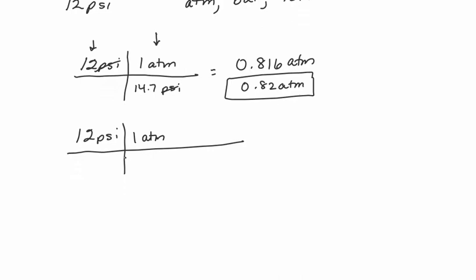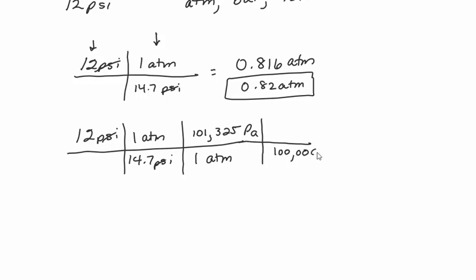So first I convert my PSI to atmosphere. Then I'm going to take my 1 atmosphere is equivalent to 101,325 pascals, but the question asked for bar. So now I'm going to take 100,000 pascals and convert that into 1 bar. So when I perform that arithmetic, what that means is I'm going to multiply 12 times 1 times 101,325 times 1. So that's everything in the numerator on the top of my line. And I'm going to divide it by the product of what's on the bottom, 14.7 times 1 times 100,000.